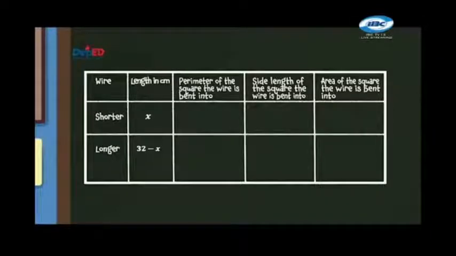Both pieces are bent to form a square. Hence, the length of each piece of wire is the same as the perimeter of the square it is bent into. So, getting 1/4 of the length of the piece of wire, or dividing this length by 4, we must get the side length of the square the wire is bent into. Area of a square is obtained by multiplying its side length by itself, or simply squaring the side length.